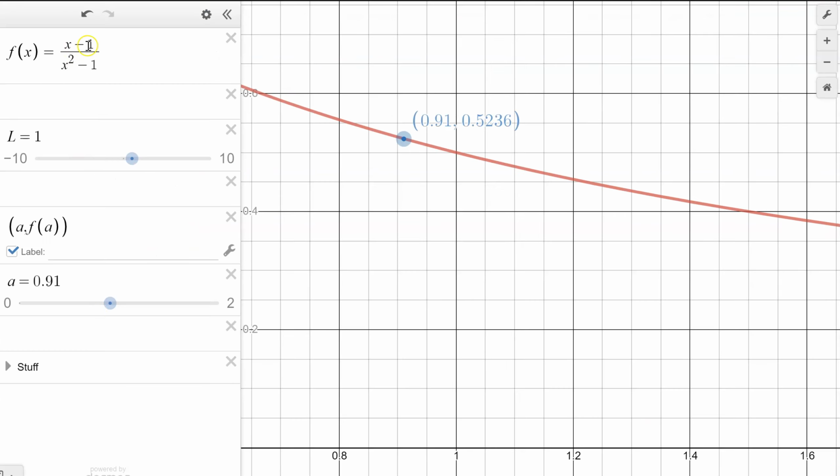So in Desmos, it would be the same thing. There's my function, there's my limit of 1, and you can see coming in from the left towards 1, right?